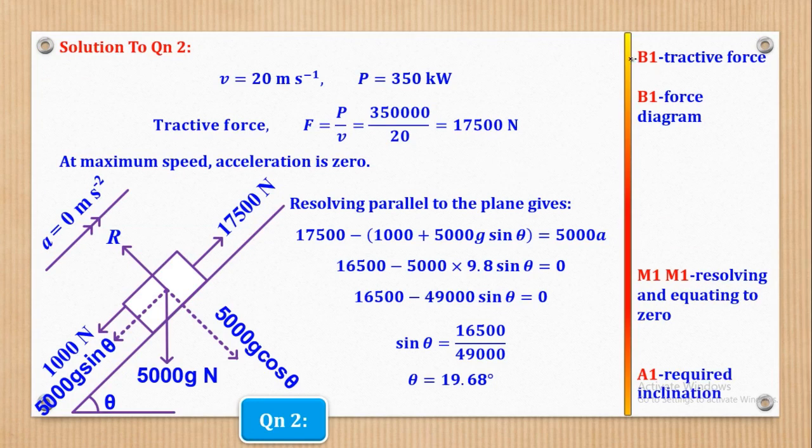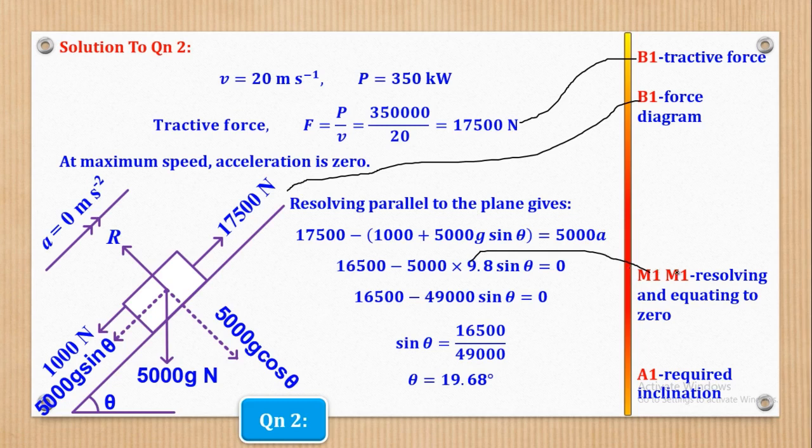So first mark is for you to calculate the tractive force or the pulling force, that is B1. Then another B1 is for you to draw a correct force diagram, and remember, force diagrams are drawn using a ruler.